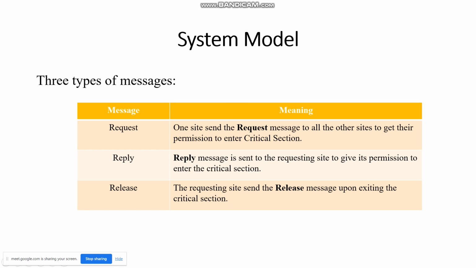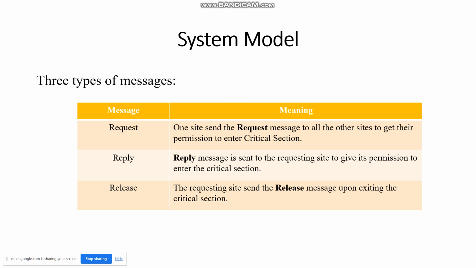A request is sent when a site wants to enter the critical section. If a site or a process wants to enter the critical section, it has to send a request message to all the other sites. For example, if P1 wants to enter the critical section, P1 will send the request message to all the other sites or processes.